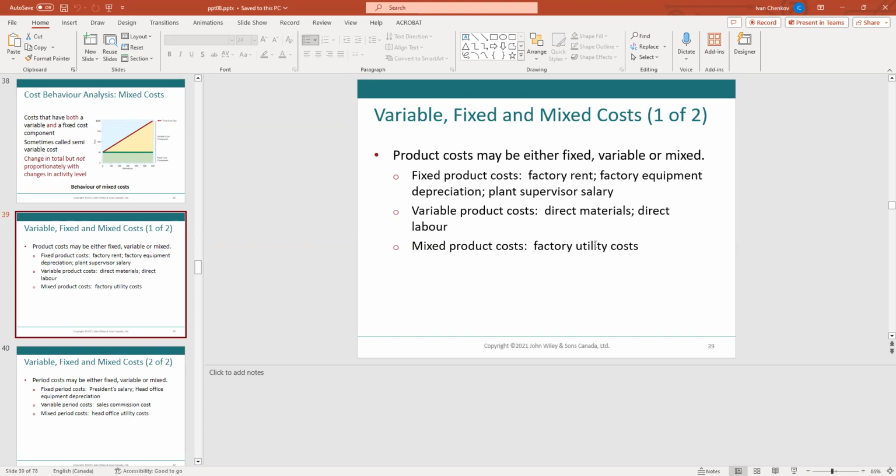Mixed cost will be the factory utility cost. I have to pay the flat fee for the utility, but if my usage increases, then I'm going to have to pay more.